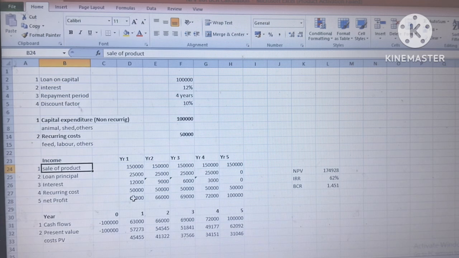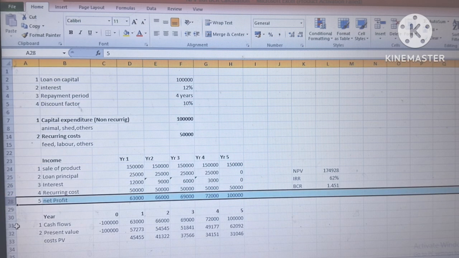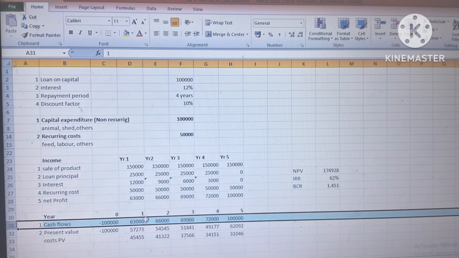The net profit that we are going to get is by deducting the recurring expenses and the part of the capital expenses from the gross profit, that is 63,000 in the first year and 66,000 next, and accordingly it is calculated every year. The cash flows, as I said earlier, we arrive at by deducting the expenses from the gross profit. That is nothing but the net profit. So the net profit values are equal to the cash flow values. So we have copied it and pasted here.